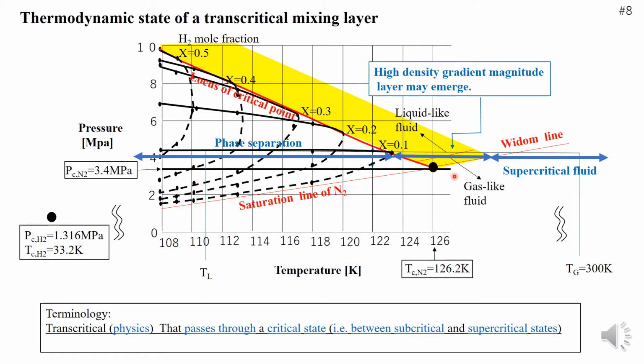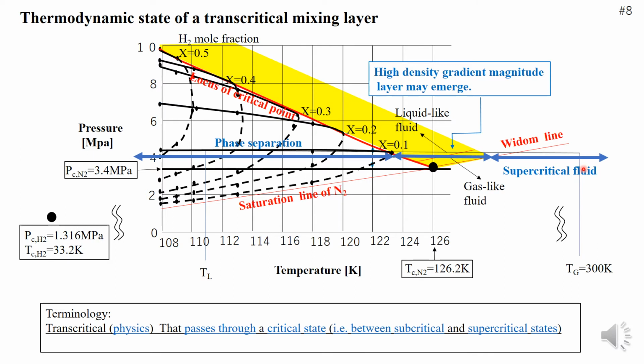Above this line, the mixture is in a supercritical state. The supercritical fluid behaves like a liquid on the left-hand side of the Widom line and like a gas on the right-hand side. Below the critical trajectory, the mixture is in a two-phase state and the injected liquid has its surface. This blue line represents the range treated by a typical LES in the literature.